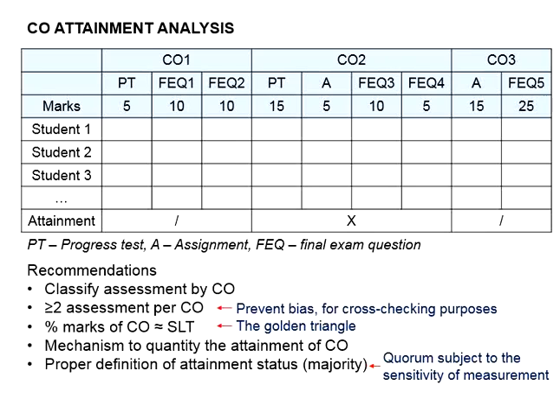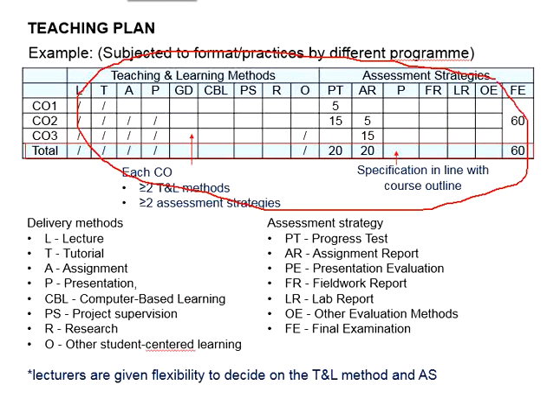Now, knowing the problems of the delivery, you can propose improvements to be executed in the next semester in order to help students better understand the respective scope or topic. These are the recommendations when you are conducting the CO attainment analysis. First, you need to classify the assessment by the COs. This needs to be planned ahead at the teaching plan level. That means you are planning everything before the semester starts.